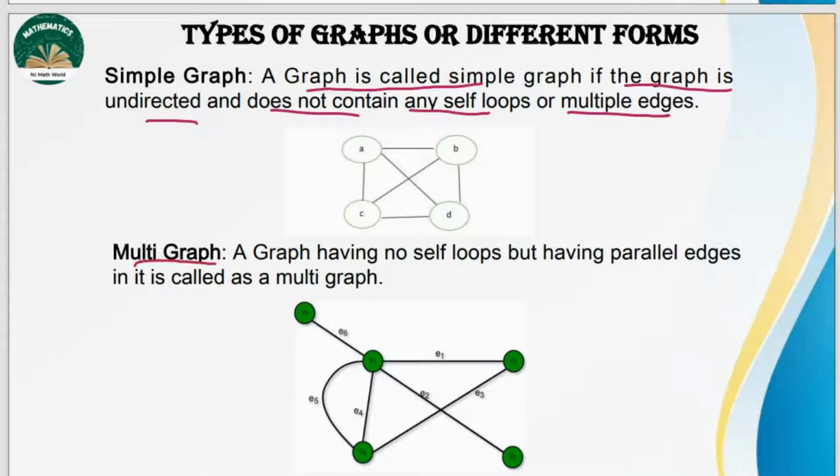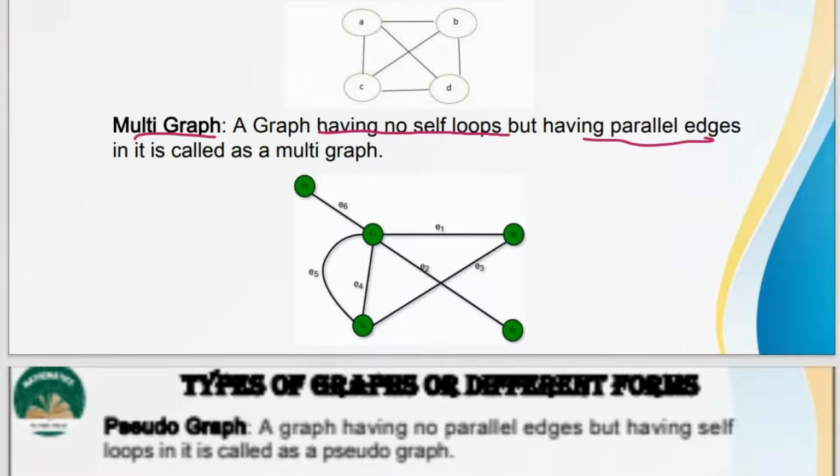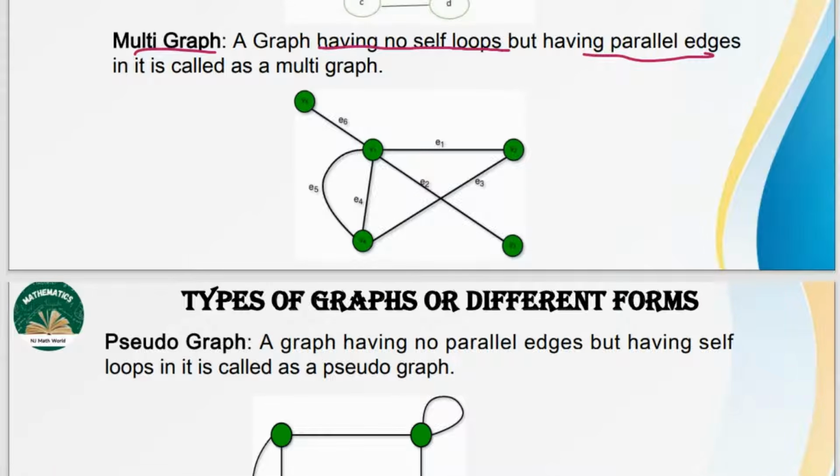Then multigraph: a graph having no self loop, but having parallel edges in it, is called a multigraph. For example, you can see here you have no self loop, but it has parallel edges. Then it is called a multigraph.